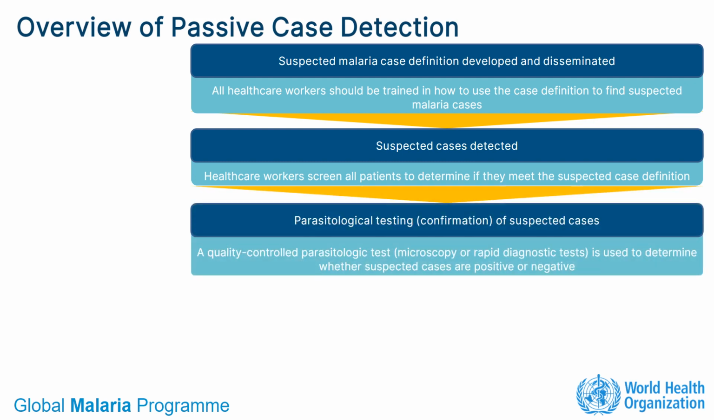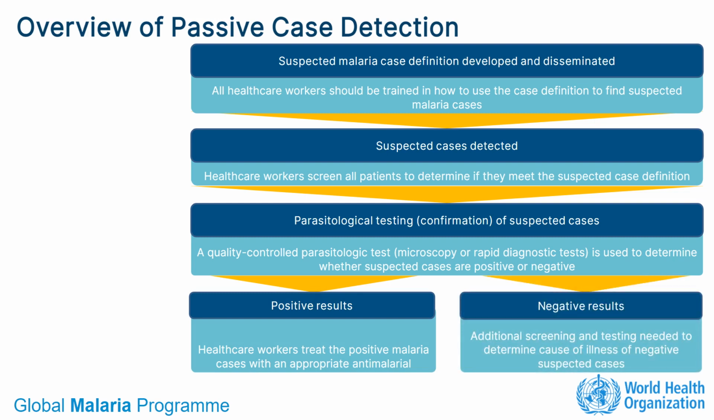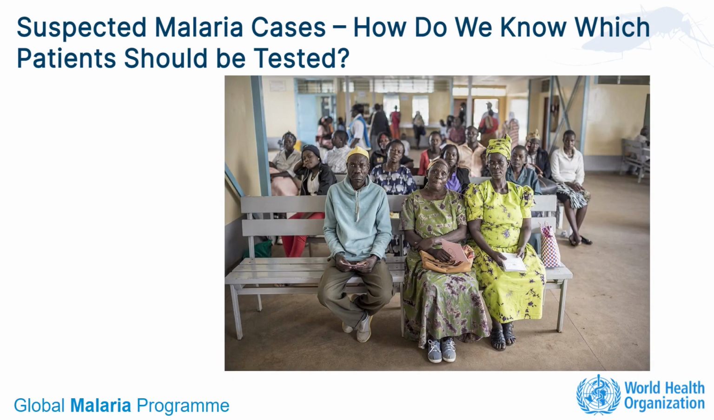Suspected malaria patients must have a malaria test, that is, a parasitological diagnosis, to confirm them as a malaria case. Testing can take the form of microscopy or rapid diagnostic testing, as we'll learn in Unit 4. All positive cases need to receive appropriate treatment as outlined in the National Treatment Guidelines. All negative cases need additional screening and testing to determine the cause of their illness and may need to be referred. How do we know which patients should be tested for malaria?